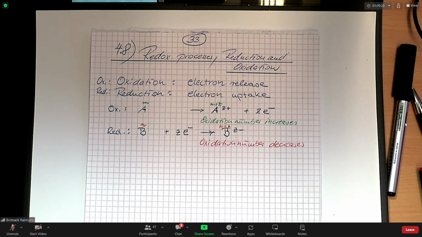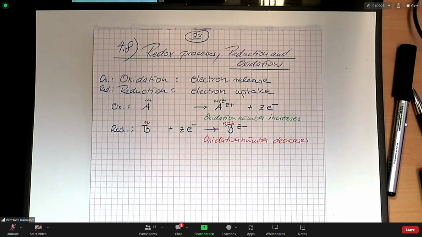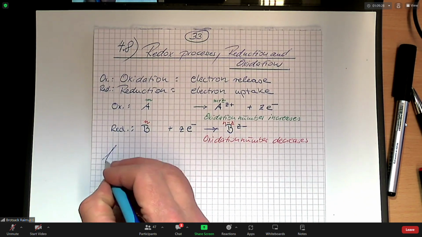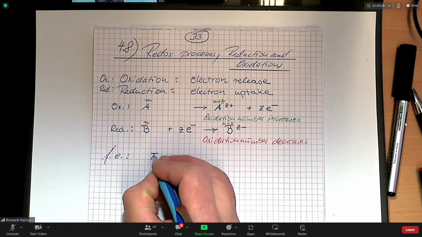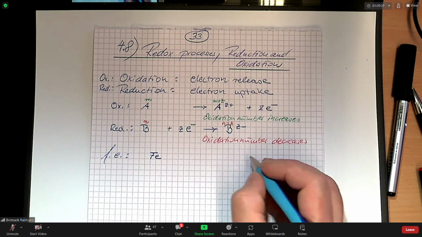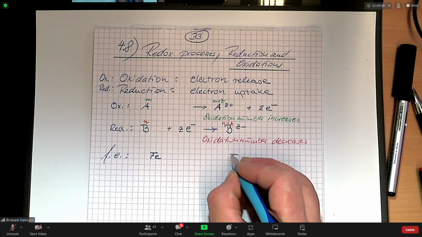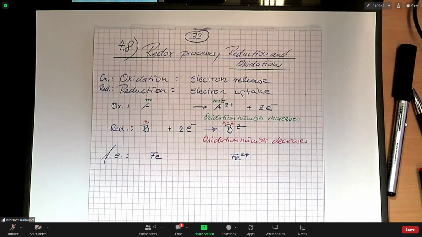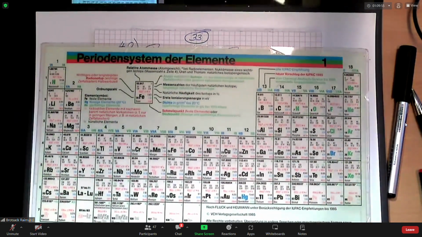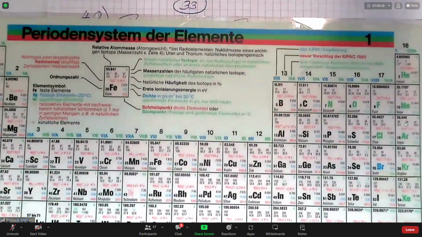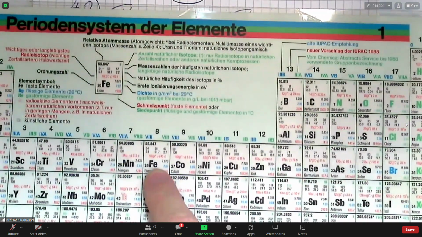Most of you know about it, but let's have a look at a few examples. For example, we look at iron, elementary iron, and there is an oxidation to iron 2+. If you look at the periodic table, you use PubChem. I have it here. What is typical for iron in the field of the oxidation numbers? Iron is a transition metal.